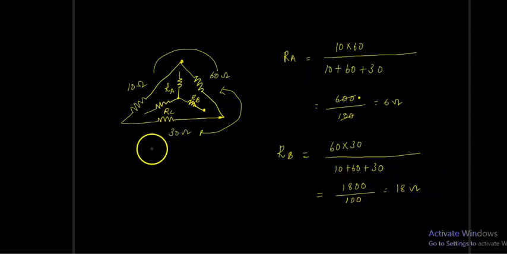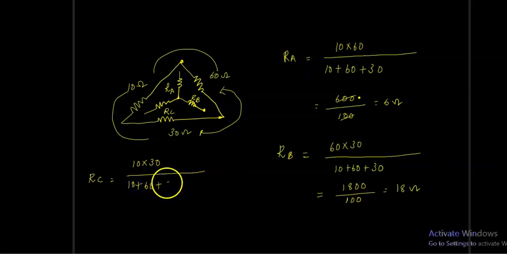Let's see what the value of RC is. When you take RC, we need to consider 10 ohm and 30 ohm, which are the resistors neighboring RC. So let's multiply 10 and 30 on the numerator side, and the same denominator, 10 plus 60 plus 30, the sum of all resistors. So this comes to 300 divided by 100, which is 3 ohm.